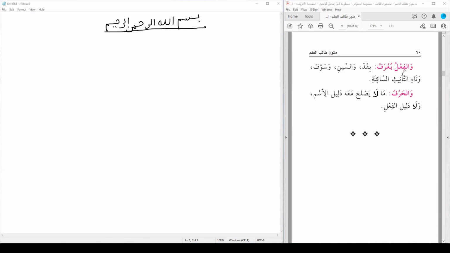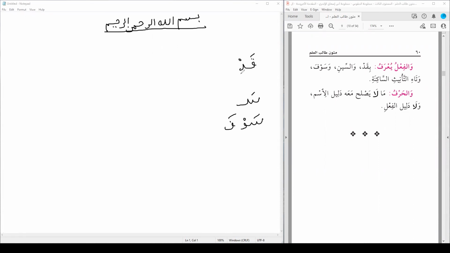So the author then mentions the signs for the fi'l, the verb, and then the harf. So let's look at the verb. He mentions qad, he mentions seen, he mentions sawfa, and he mentions ta' ta'nith as-sakina. So first we have qad. Qad has a few meanings.